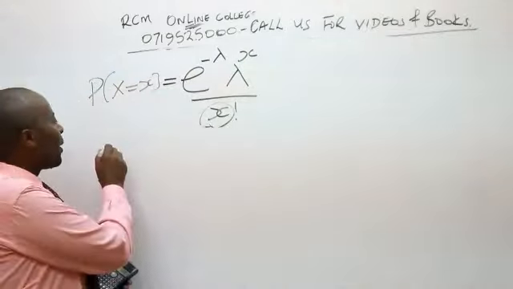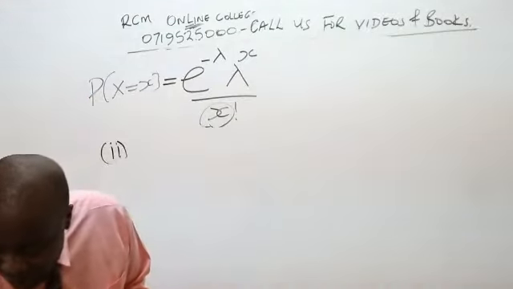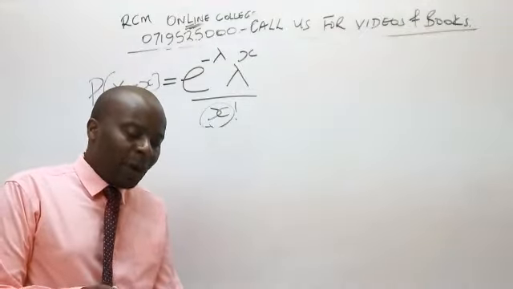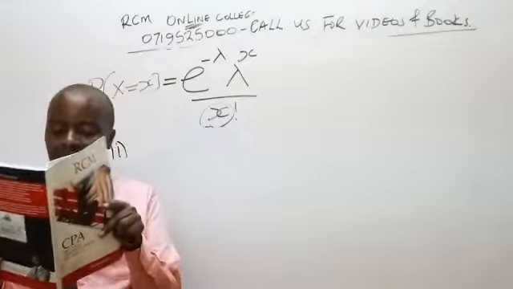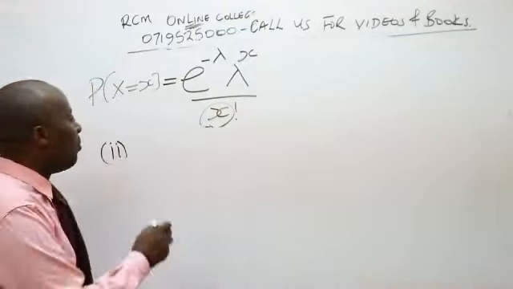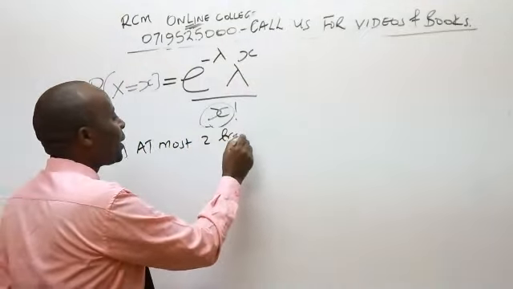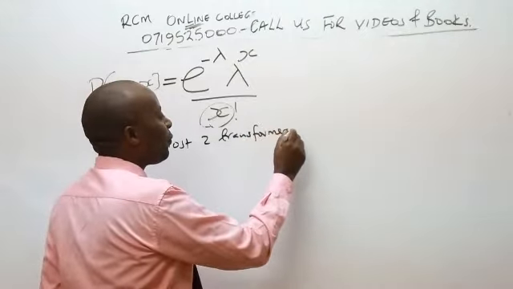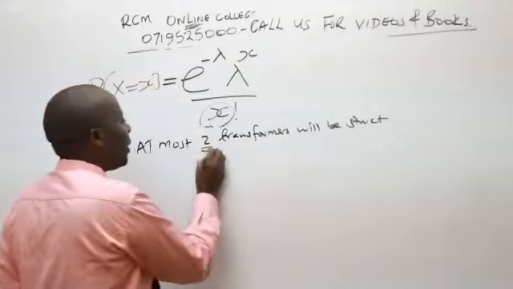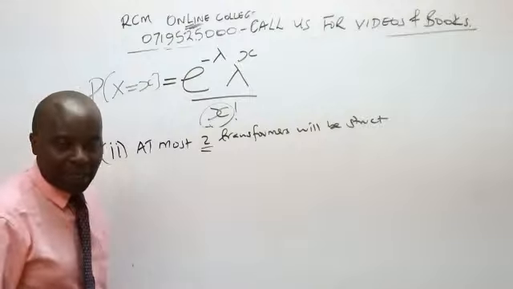So ladies and gentlemen, let's look at number 2. In number 2, they want us to give them the probability that at most 2 transformers will be struck. At most 2 transformers will be struck, meaning that the 2 that they have mentioned here is the highest figure. So it is 2 or less, at most.